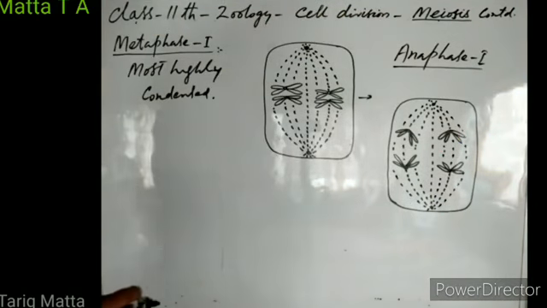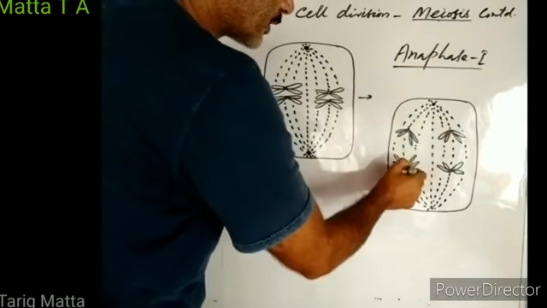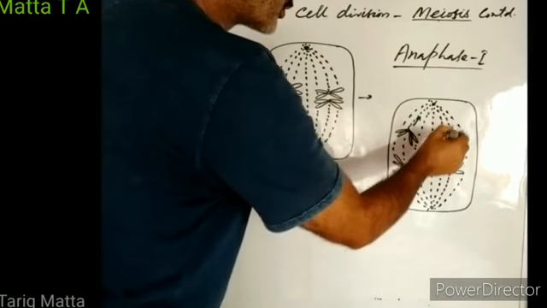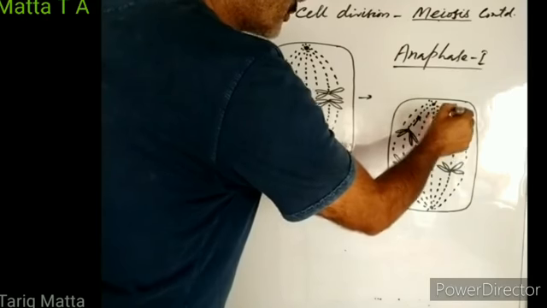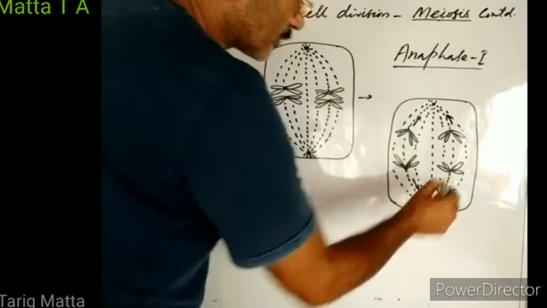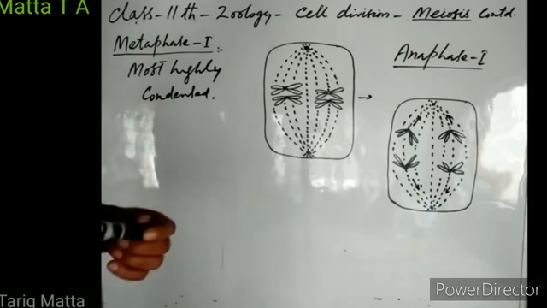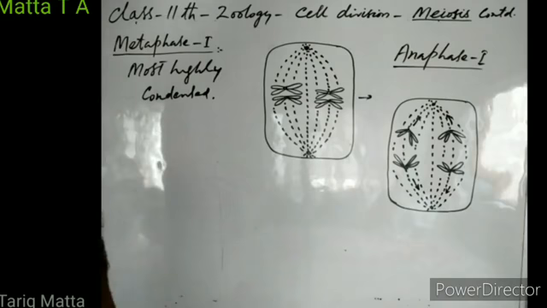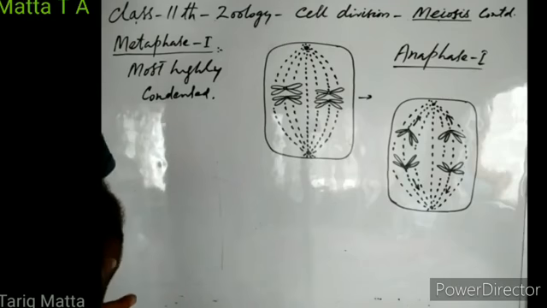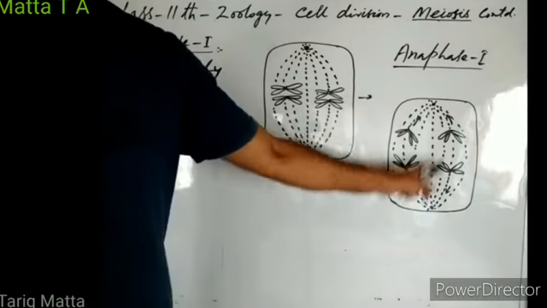As you must be remembering, these chromosomes are attached to kinetochore spindle fibers. These kinetochore spindle fibers are pulling the chromosomes to this pole, and these are pulling the chromosomes to the opposite pole of the cell. So in anaphase I, first, the kinetochore spindle fibers shorten. They shorten by the removal of tubulin dimers at the microtubule organizing center.